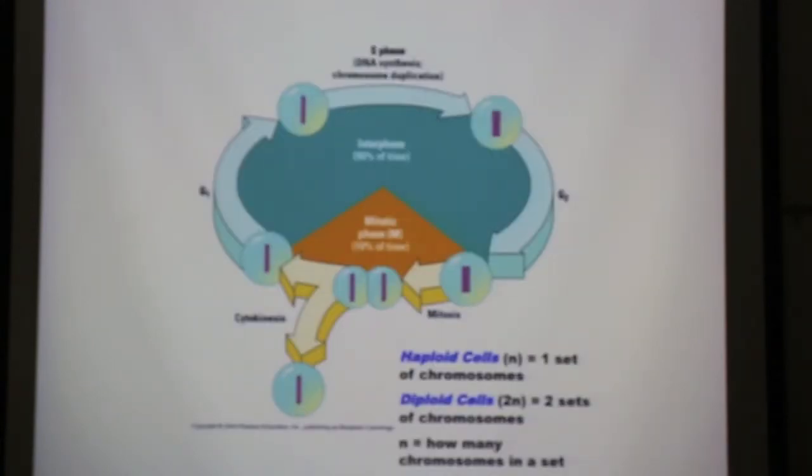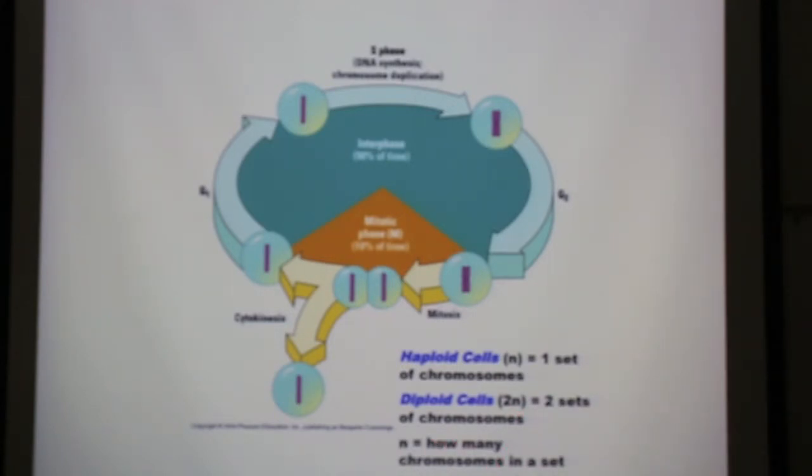All right, so there are two separate processes that can happen in a cell. One is you can take a cell and copy all the information in it, and then divide that cell into two cells that are basically identical to the starting cell. What that results in is what we call diploid cells. A diploid cell is a cell that has two sets of chromosomes in it. So you notice we use this 2n. N equals how many chromosomes are in a set.